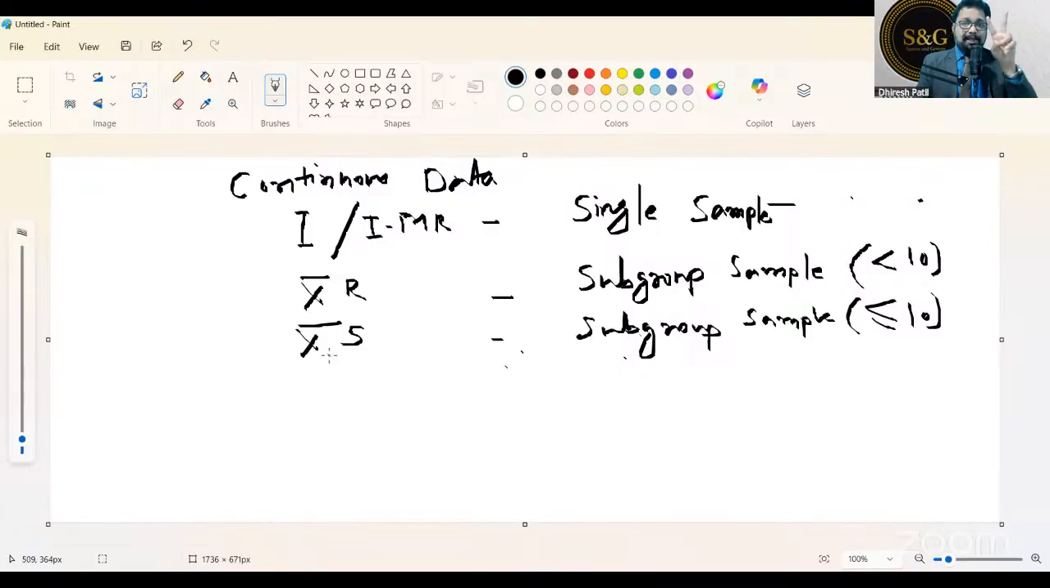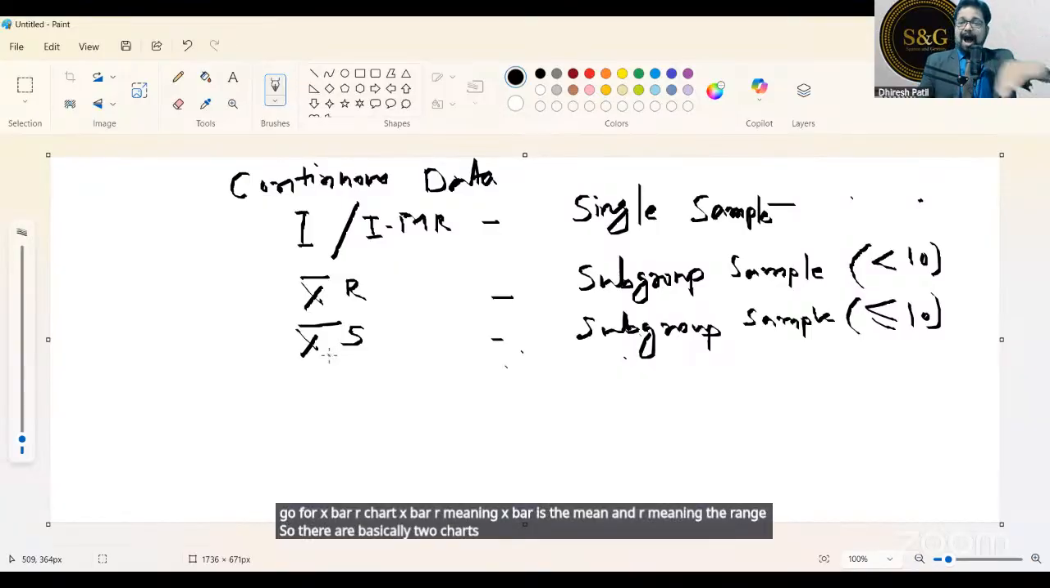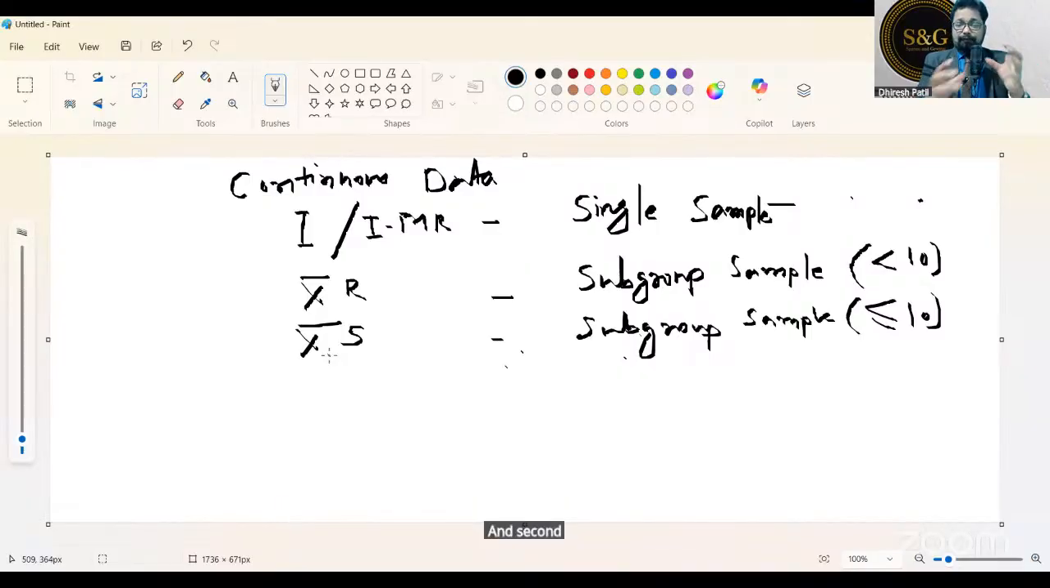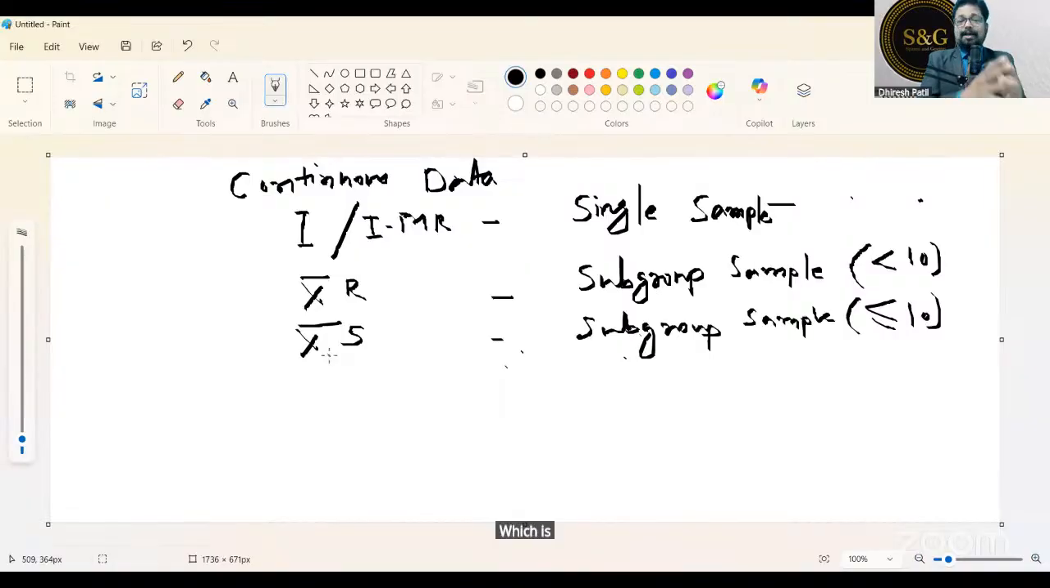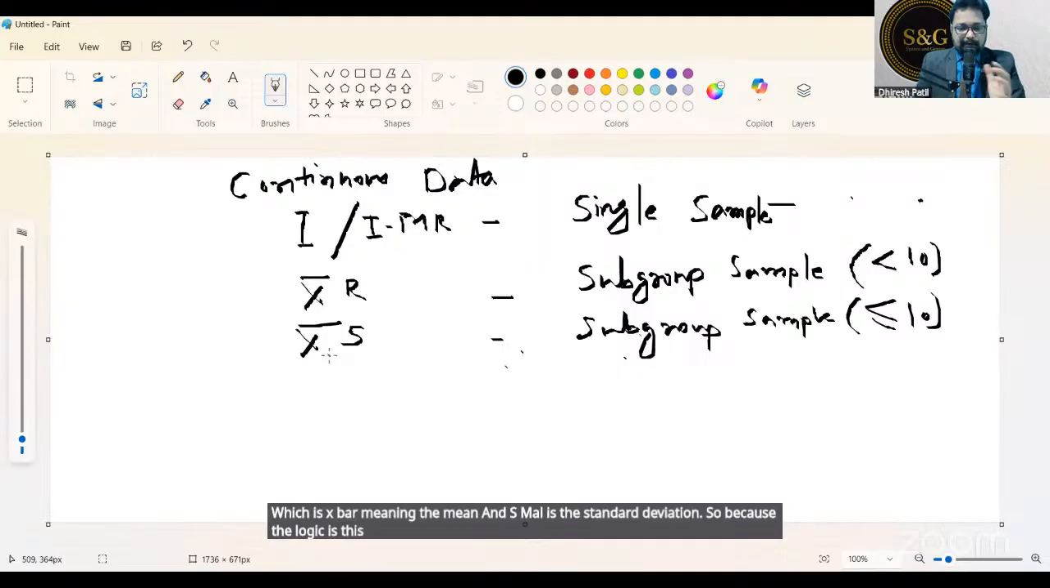So they are basically 2 charts, X bar and R. R is the range, X bar is the mean. And second is, if your sample size is more than 10, then you go for X bar S, X bar meaning the mean and S meaning the standard deviation. The logic is this: whenever the sample size goes beyond 10, standard deviation is a better indication than the range. Okay, that's the simple logic behind it.